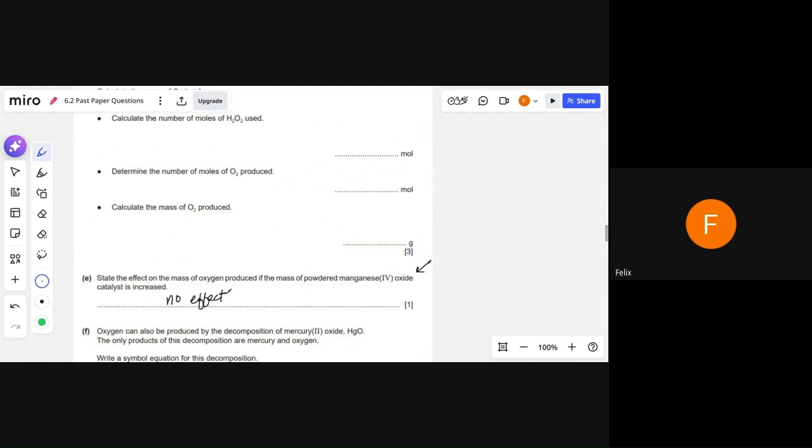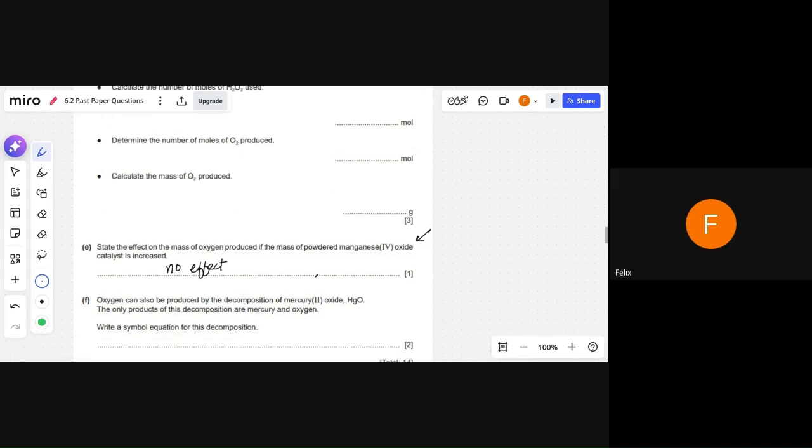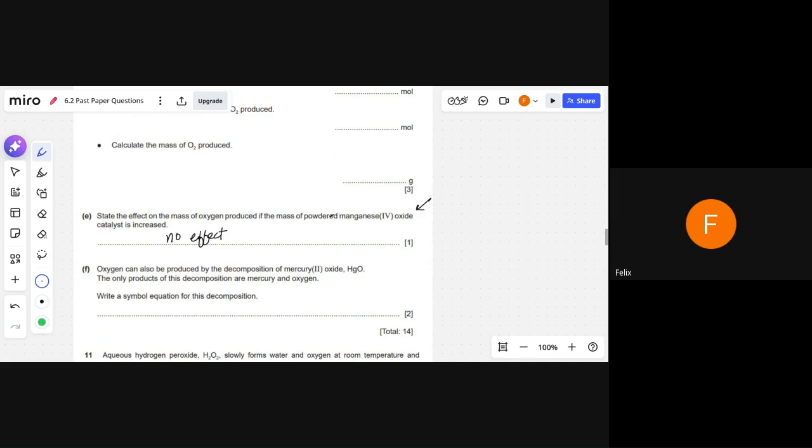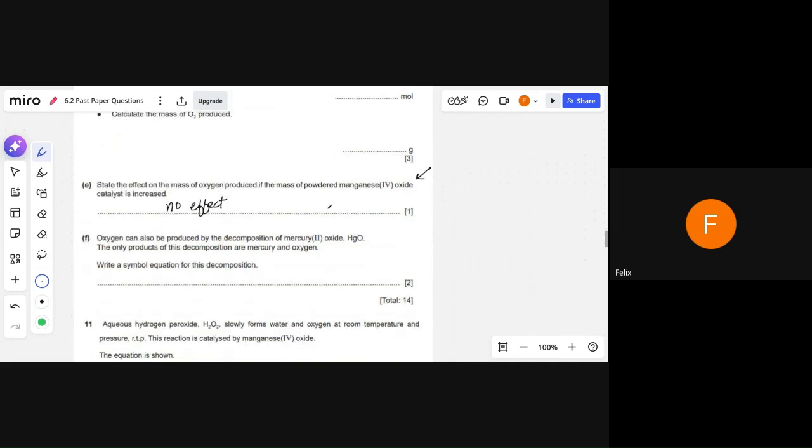So this is a tricky question. Many students get it wrong, so you have to be very careful. Remember that the mass of a catalyst cannot affect the yield of a reaction in any way. It can produce it more quickly, right? It can only affect the rate of the reaction, but it cannot affect the yield of a reaction.